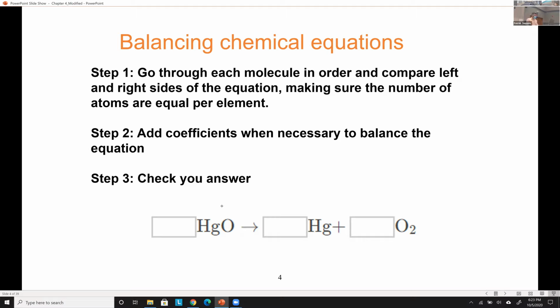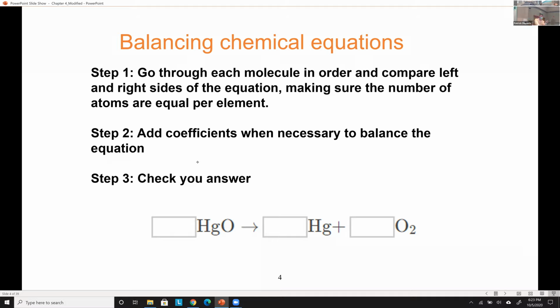So for this one, we have a certain amount of mercury oxide that reacts and decomposes into mercury and oxygen gas, right? The first question to always ask yourself is: is the equation balanced? To figure that out, you just look at the left and right side. For this one, you can tell it's not, because you have one oxygen on the left side and one molecule of O2 on the right, which is 2 oxygen on the right, not equal. So we need to change that.